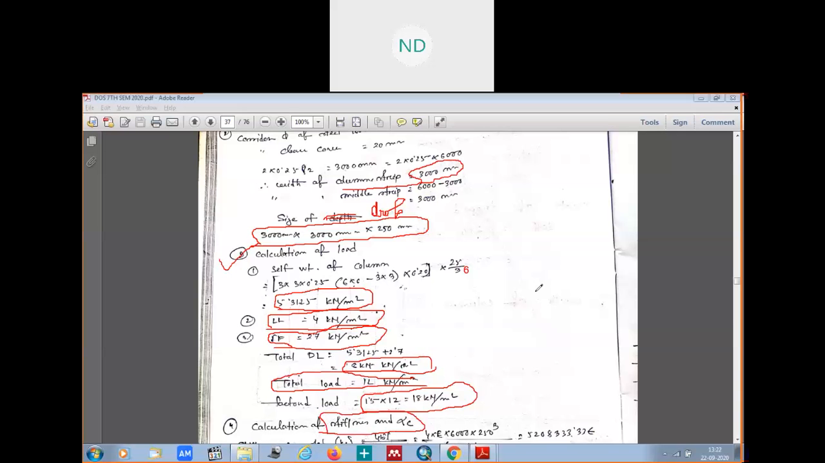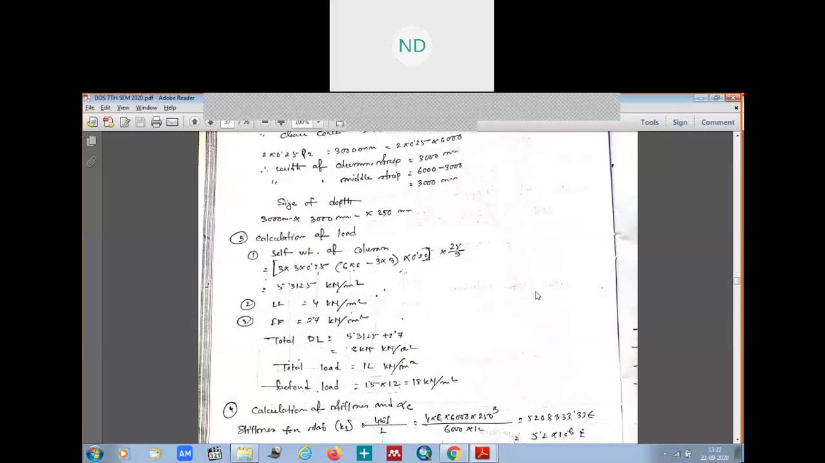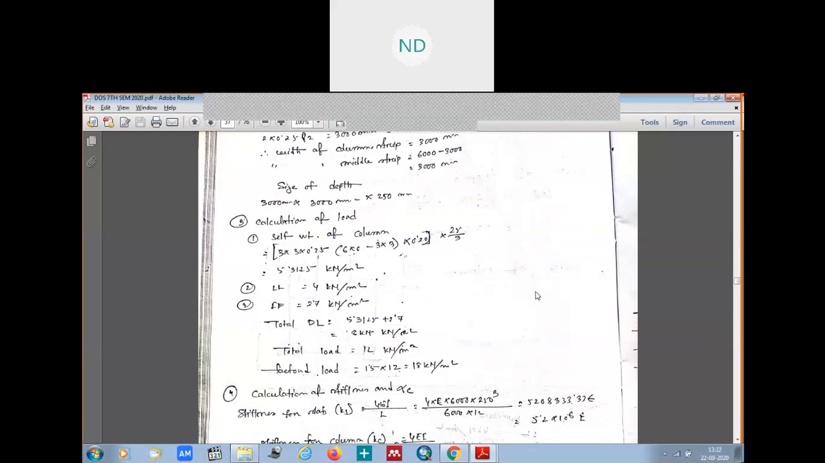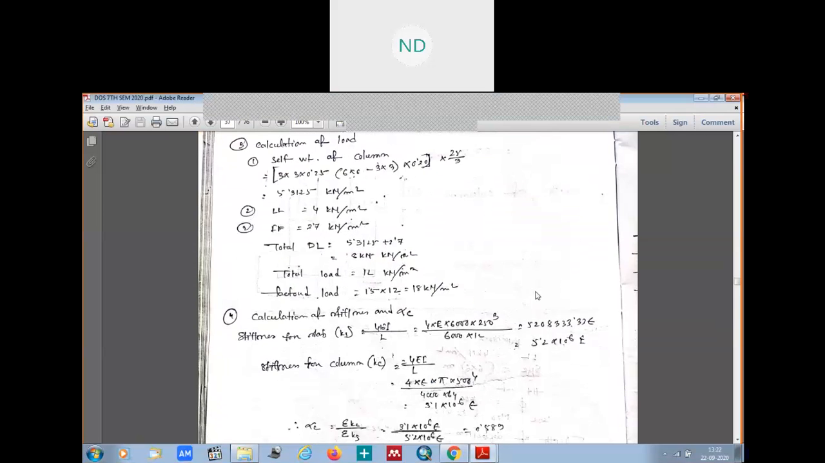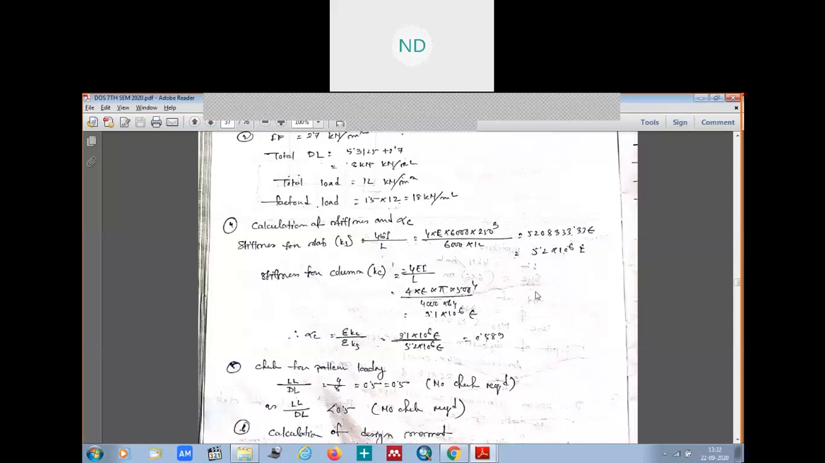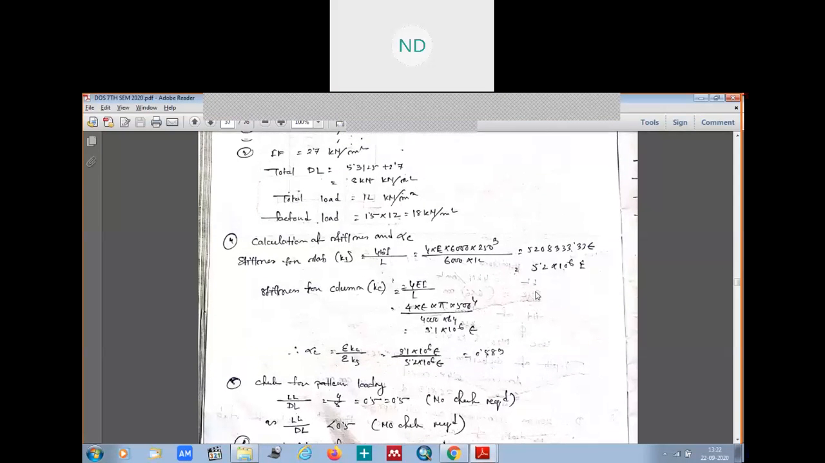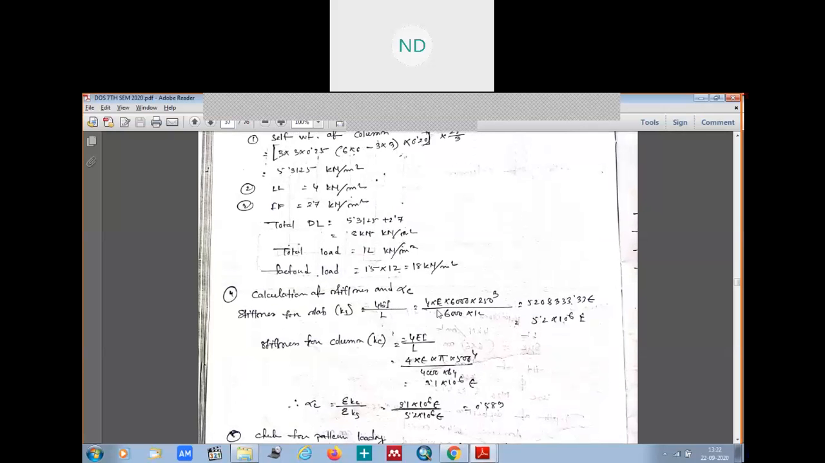Okay, I have to go down. So now if we calculate the stiffness, what will happen? We know our alpha c is how much? Alpha c is Kc by Ks. Kc is the stiffness of your column. Ks is the stiffness of your slabs.